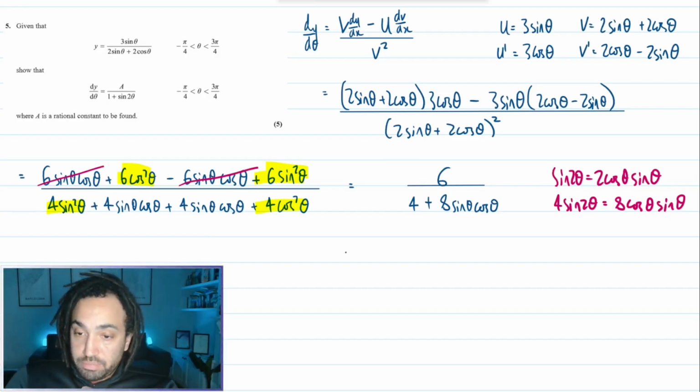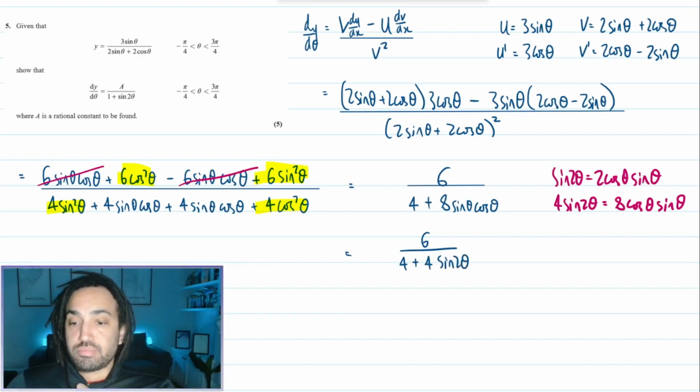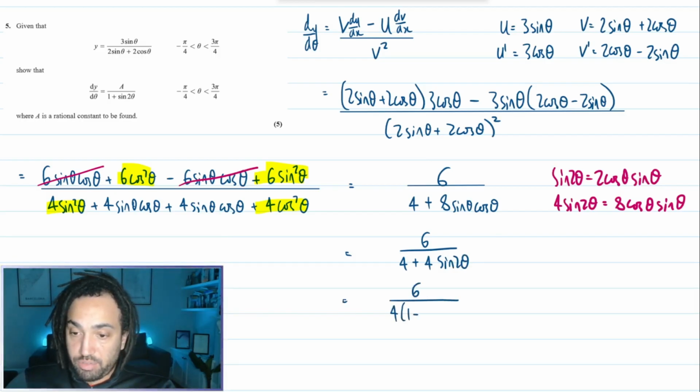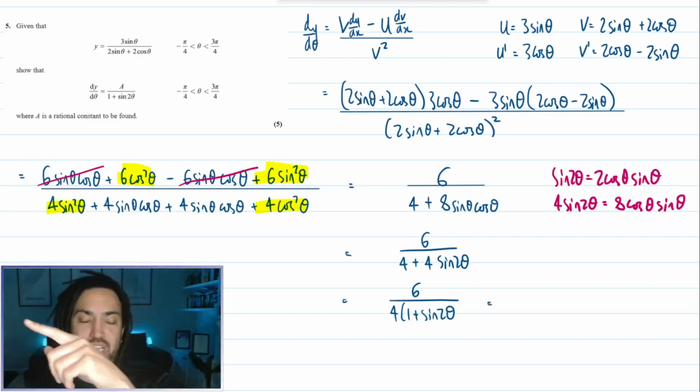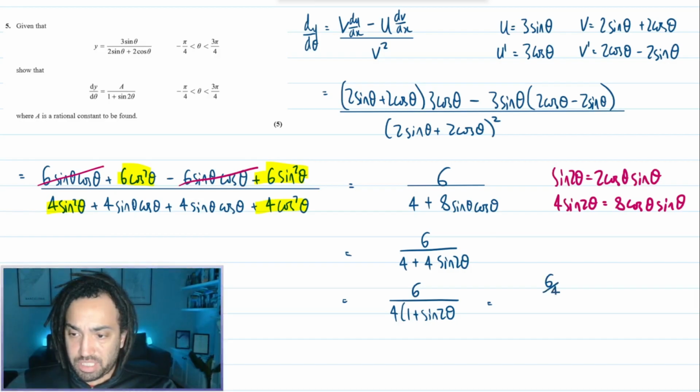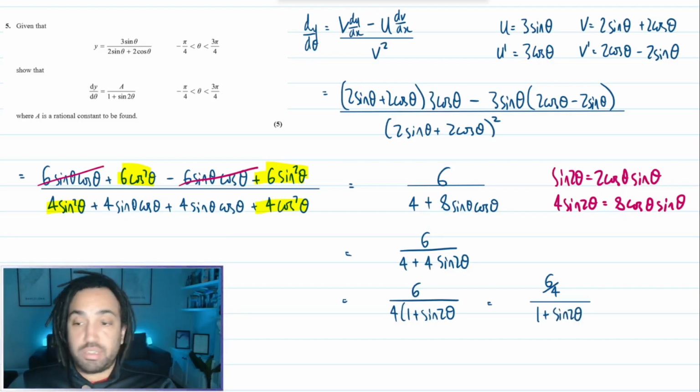Okay, so therefore this becomes 6 over 4 plus 4 sine 2 theta. And we can do a little bit of factorising here. Take out 4, which gives me this. And then I can move the 4 up, and it becomes a divide by 4 on top. So 6 over 4, like that. And that gives it in the form that they have asked for. So simplifying that is 3 over 2. So A is equal to 3 over 2.